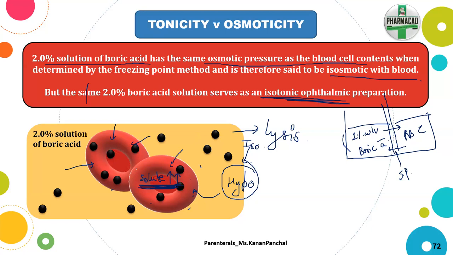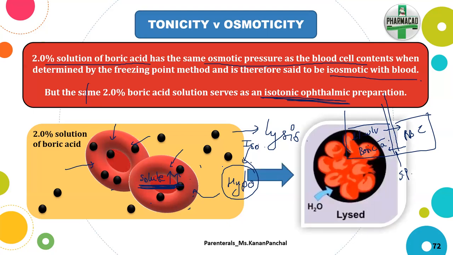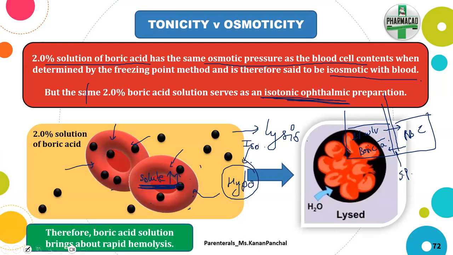Neutralized, what do you say? Nullified net movement. But because your boric acid is permeable inside the RBC, it will increase the solute concentration of the RBC's internal environment, and obviously the external environment will now become hypotonic. So in order to maintain tonicity, the outside water will go inside, cells will become turgid and undergo lysis. All right? So that is what will happen. Therefore, boric acid solution brings about rapid hemolysis. Understood? When used with blood.